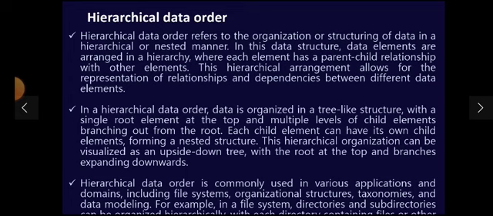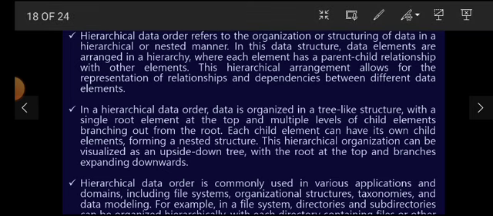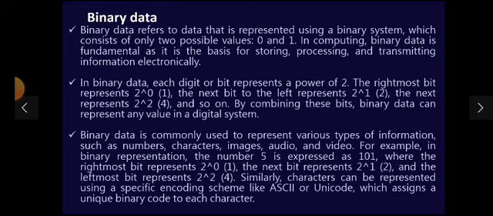Now, in a hierarchical data order, data are organized in a tree-like structure with a single root element at the top and multiple levels of child elements branching out from the root. Each child element can have its own child elements, forming the nested structure. Okay, this hierarchical organization can be visualized as an upside down tree, with the root at the top and the branches below. I think I will make another video specifically for this for you to really understand.